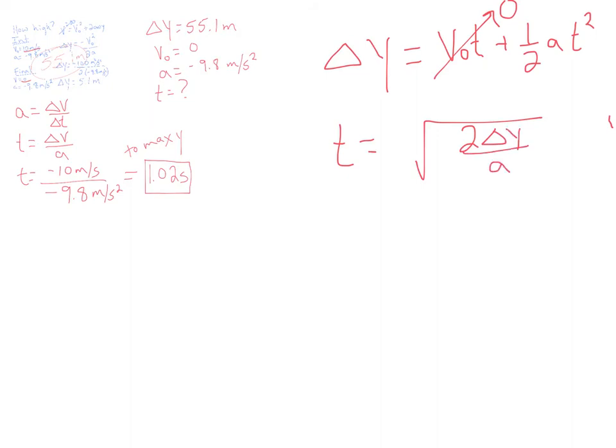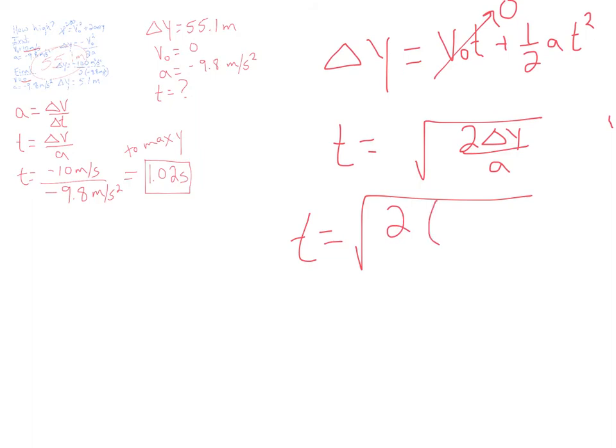and so we get our time is equal to the square root of 2 delta y over a. Now you may be asking, shouldn't there be a plus or minus here? And algebraically speaking, you are correct. We should have a plus or minus when we're solving for t here, but here's the thing, can time be negative? No, it can't, so we throw that out and we only keep the principal square root, or the positive root.